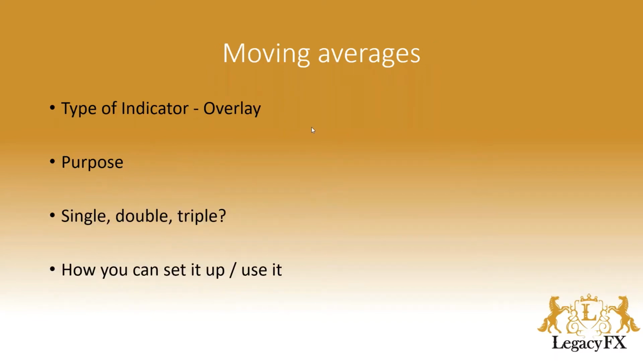So first of all, the moving averages. I think the MA is probably the most commonly used one. Now, what type of indicator is it? Well, it's an overlay, right? We put it on top of our chart. It doesn't go underneath, which is what an oscillator is. It's an overlay. It goes on top. So what exactly are we trying to do? What is its purpose?